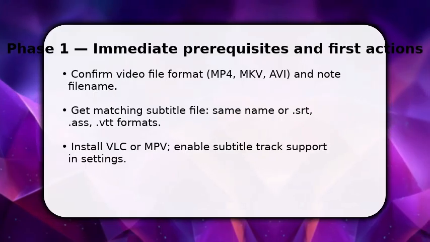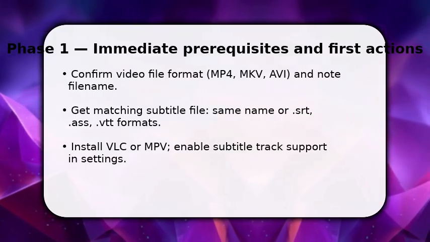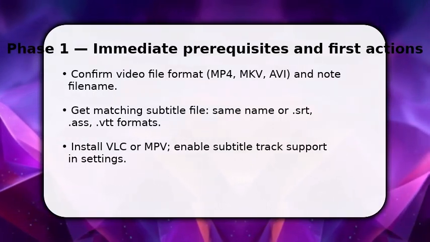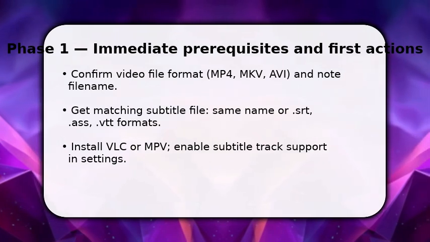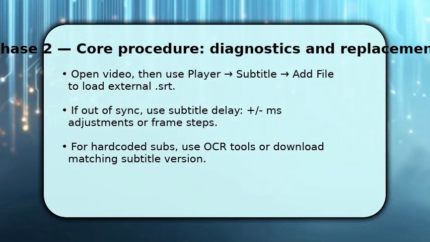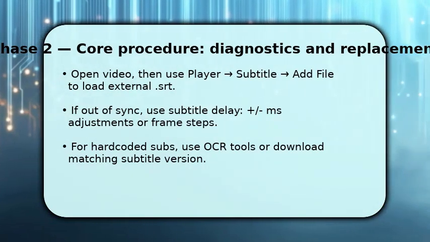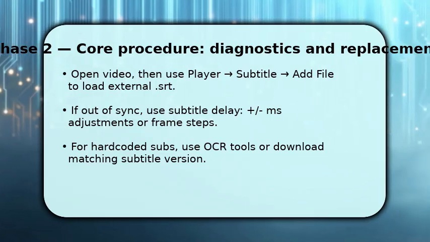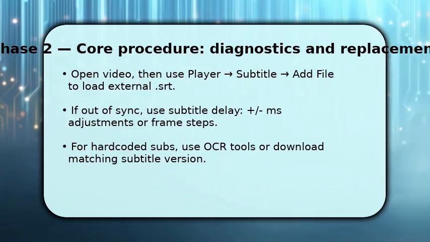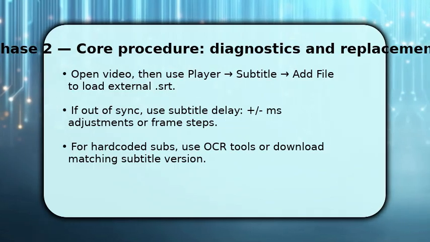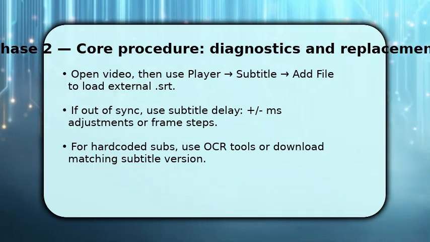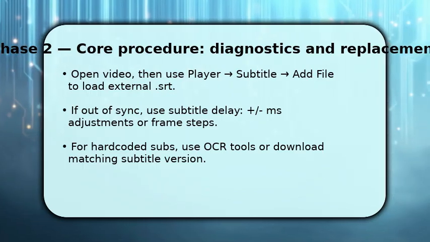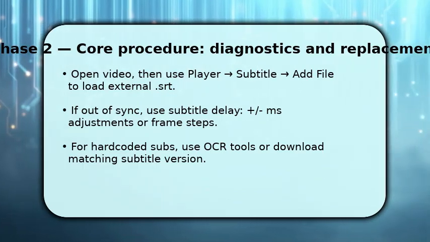This prevents garbled characters. Make sure you have audio output set correctly so you can sync listening and reading without delay. Now you load the subtitle into the player. Open the video, then add the external SRT via subtitle right arrow add file. You will often need to sync timing. Press the subtitle delay keys to shift subtitles forward or back in milliseconds until dialogue matches.